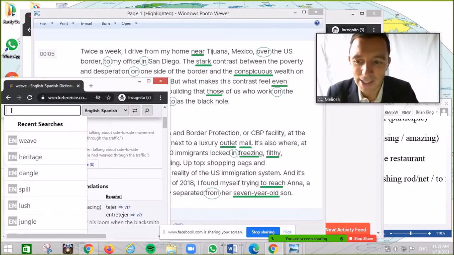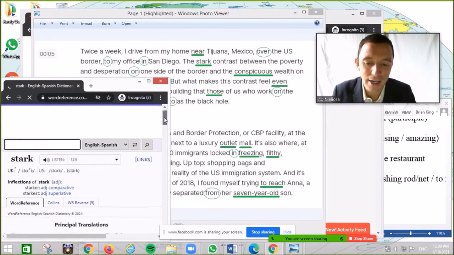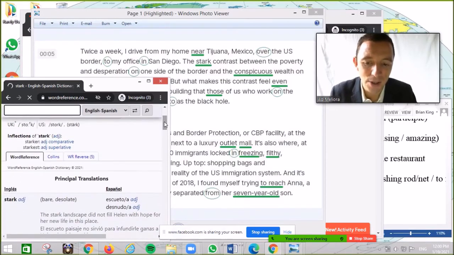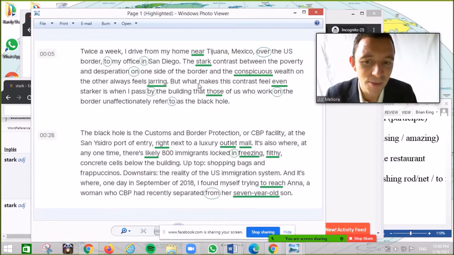Okay, and stark in Spanish, specifically here, is escueto, desnudo. Okay, very interesting. Crudo. Okay, very good word. So stark contrast, very good expression.